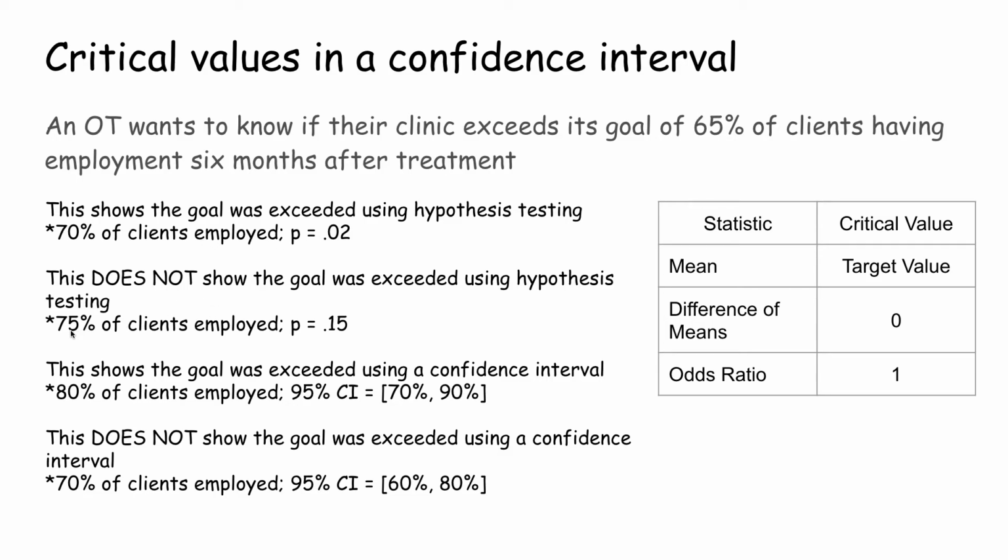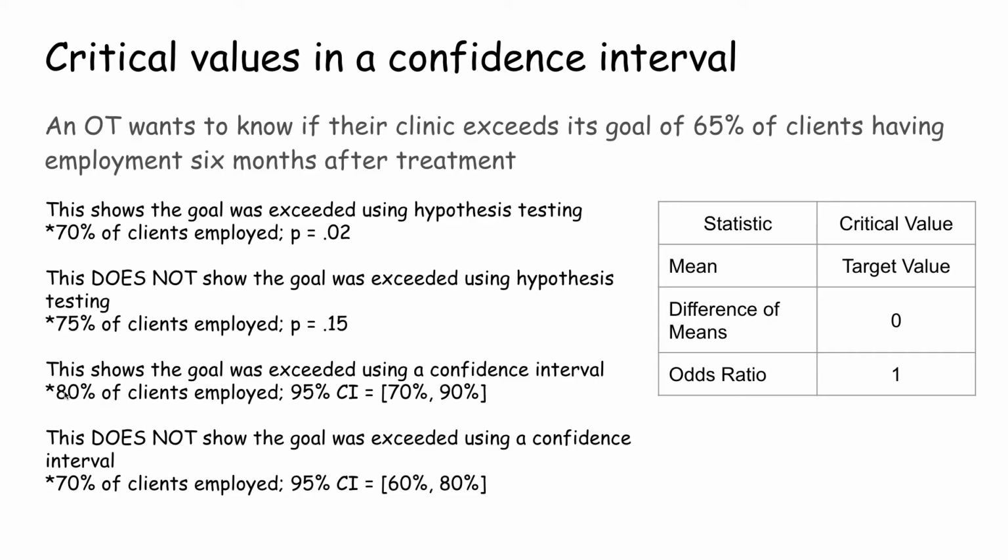In this case, even though 75% of our clients wound up employed, the fact that our p-value is greater than 0.05 means that there's not a statistically significant difference between our observation and 65%. So we can't say with 95% certainty that we exceeded our goal.